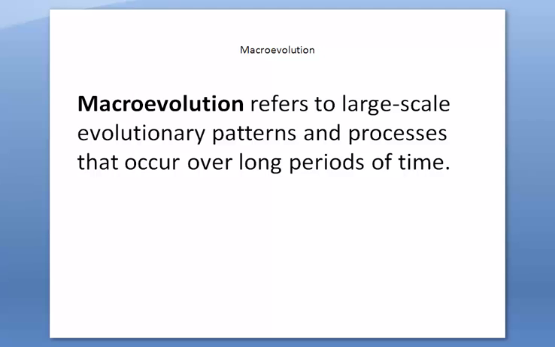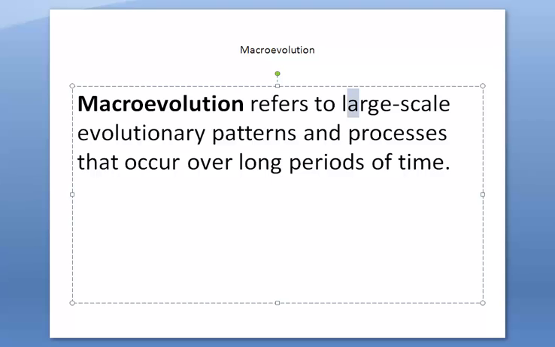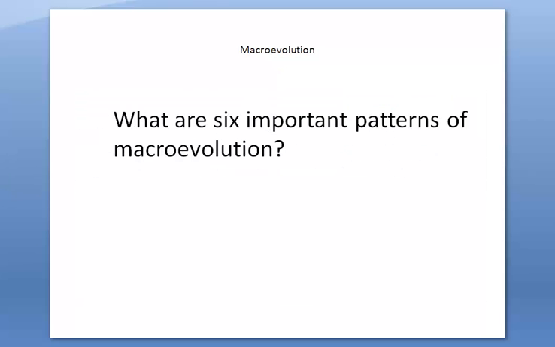So macro is the opposite of micro. We all know micro means very small, so macro, the opposite of that, means very large. So macroevolution refers to large-scale evolutionary patterns and processes that occur over long periods of time. Again, the big key word here is that it's a large-scale evolutionary pattern. And there's several different patterns that make up macroevolution. There's 6 of them, actually.